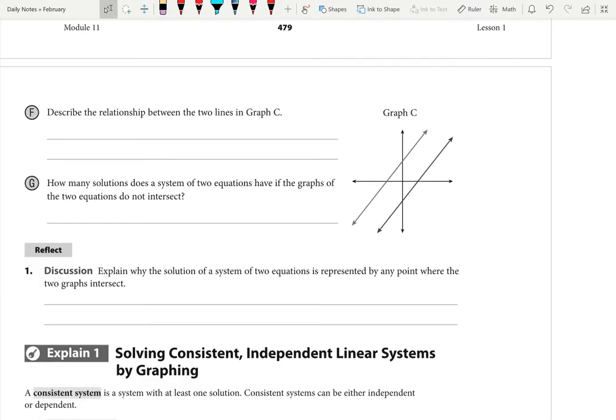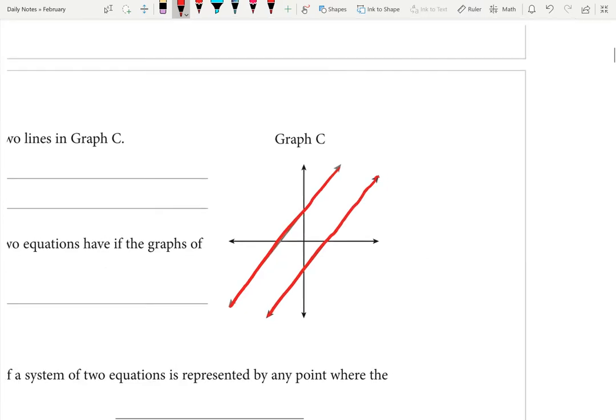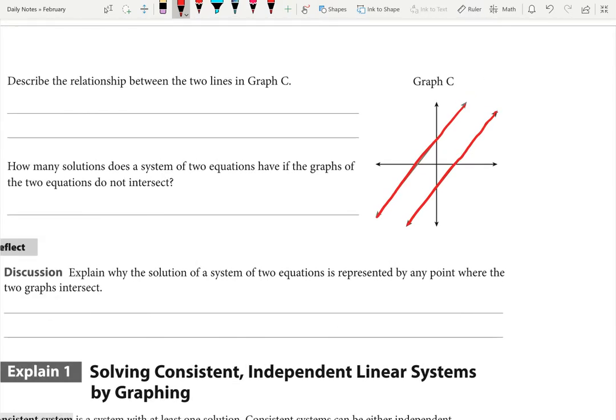And then the last one, of course, graph C. Now you can clearly see these two lines, they're not trying to hide from you. These two lines are parallel, meaning they are never going to cross each other. They're never going to intersect. Remember, the solution is where the lines meet, where they cross, the points they intersect. And if these two lines do not ever intersect, then they do not have any solutions. Solutions are points where the lines cross. These lines don't cross, so they have no solutions. So we would say no solutions for graphs like that.